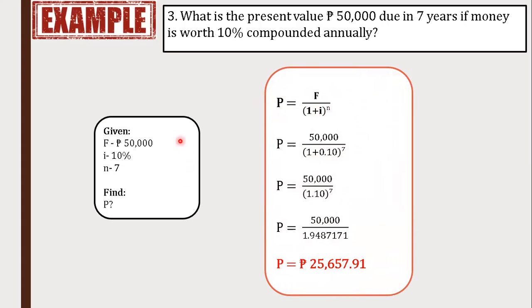And then substitute our given. F is 50,000. Our 1 is constant. I is 10%, that's converted to decimal 0.10, raised to the power of n, which is 7. Therefore, you simplify. 1 plus 0.10, that's 1.10 here. Raised to the power of 7, that's 1.9487171. And then 50,000 divided by 1.9487171, that's 25,657.91 pesos for our principal. That's how we solve it.